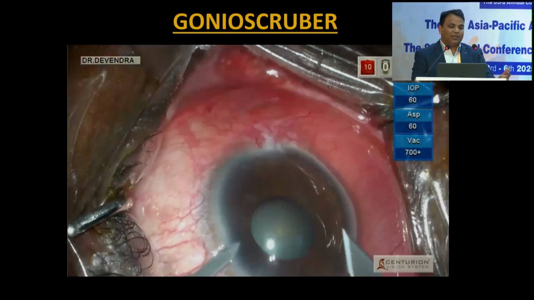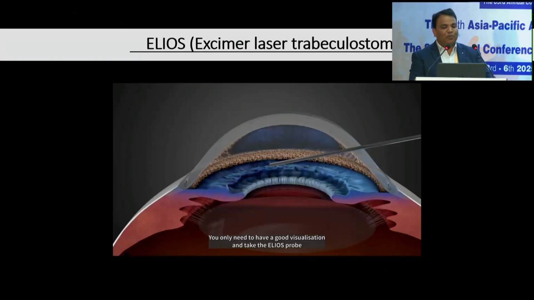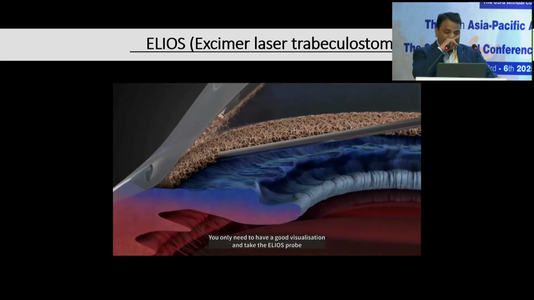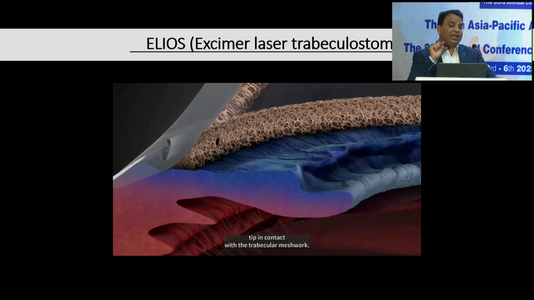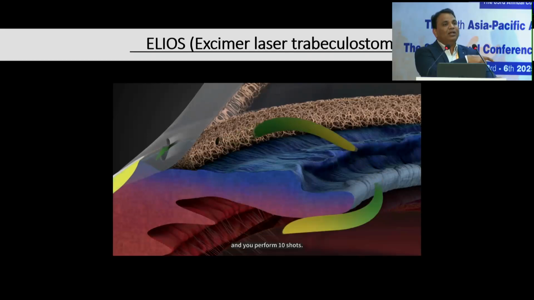Another goniotomy in the pipeline is really not available in India. It's available only in Europe. It's called excimer laser trabeculostomy. In this, we use the excimer laser to photoablate and create a hole in the trabecular meshwork. You can see the video. The excimer laser is used, and here the probe touches the trabecular meshwork, and just by touching, they create the hole. Through this hole, aqueous directly communicates into the Schlemm's canal.